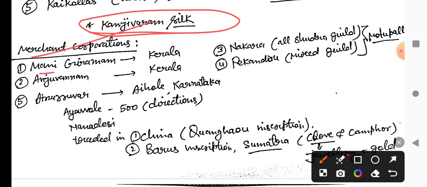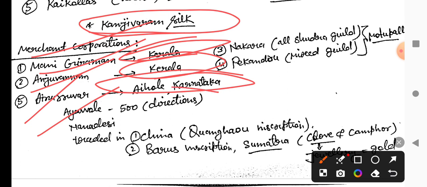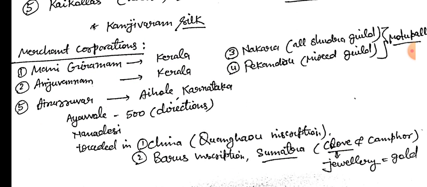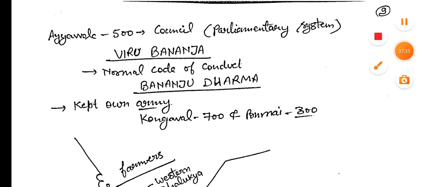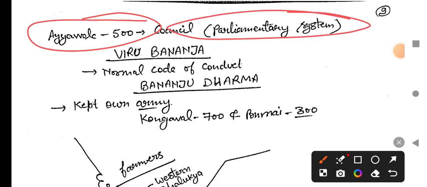Merchant corporations were Manigramam, inhabited in Kerala, and Anjuvannam in Kerala. Ainuruvar, the Ayyavole 500, were inhabited in the Karnataka region. Ayyavole 500, directions, and Nanadesi traded in China. The Baruch inscription, that means evidence, was found in Sumatra. Ayyavole 500 was a council, so this was the parliamentary system in South India.